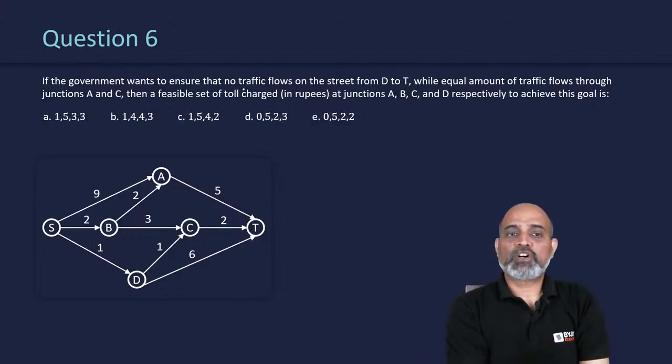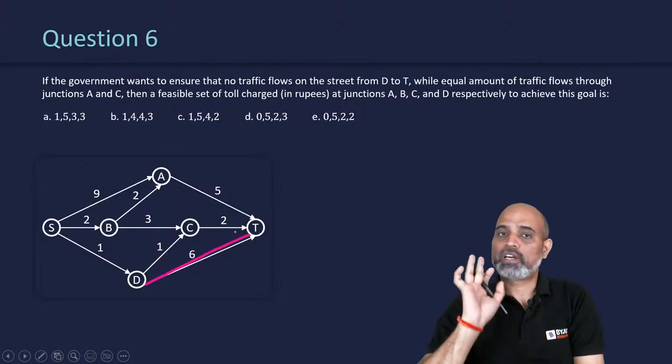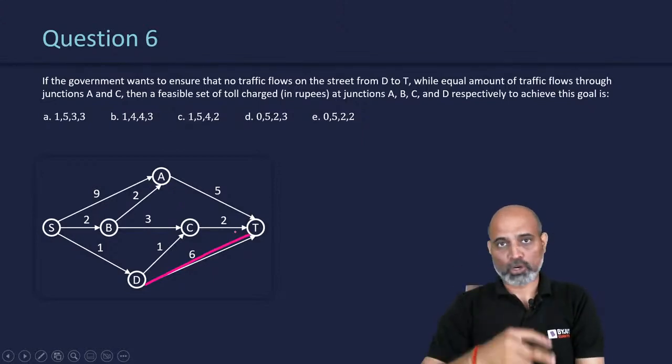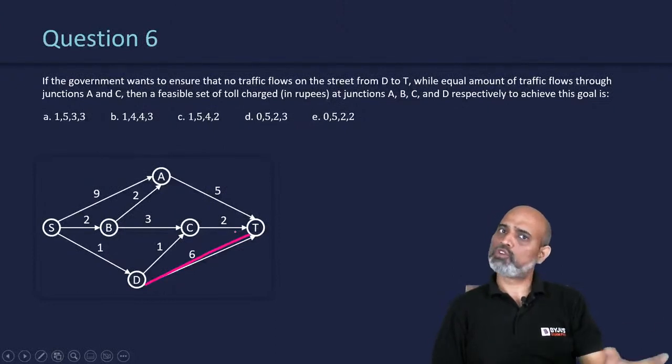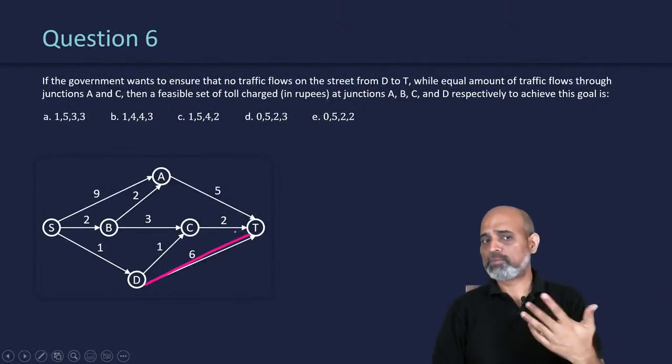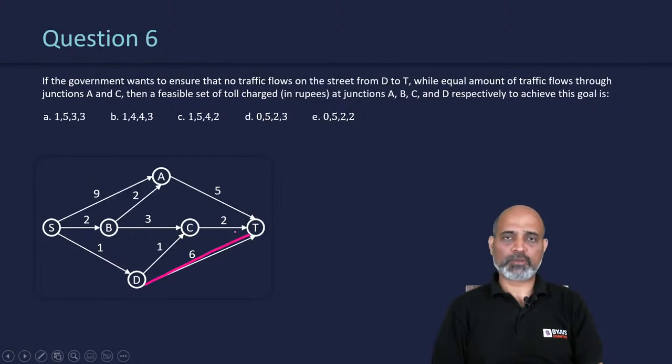So if the government wants to ensure that no traffic flows on the street from D to T, the government wants that nobody goes from here, the road has to be blocked. There are 2 ways to block that road. Put up a barricade, okay? Nobody will be allowed to go from there. You let the traffic police stand over there and not allow anybody to go.